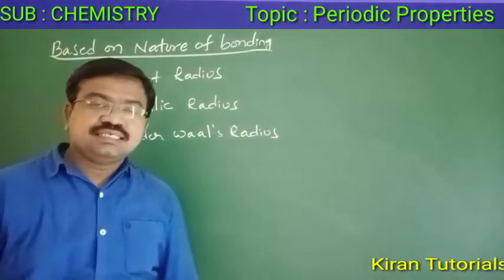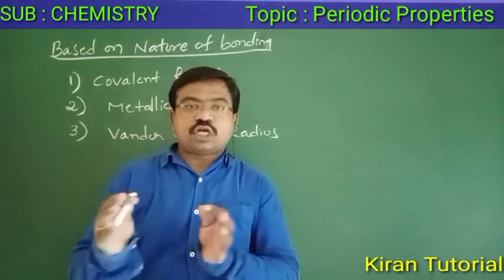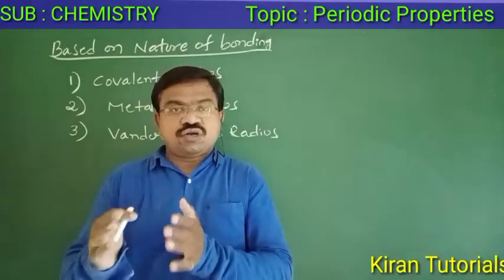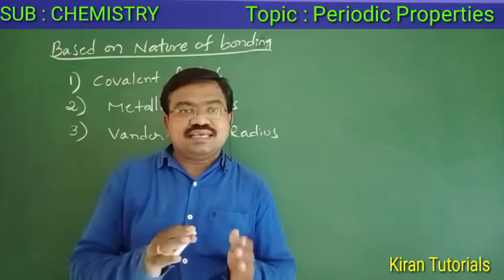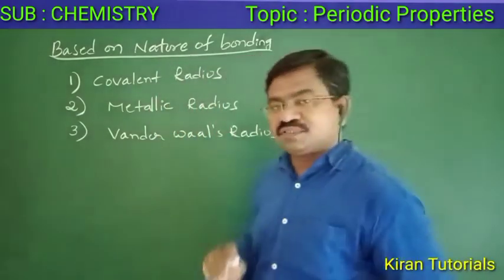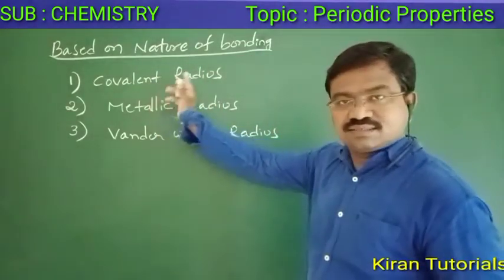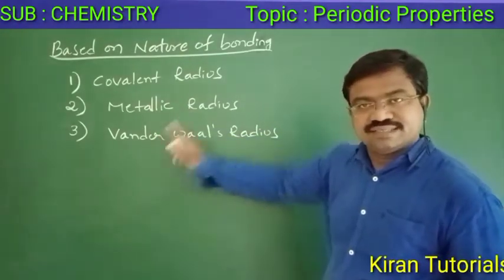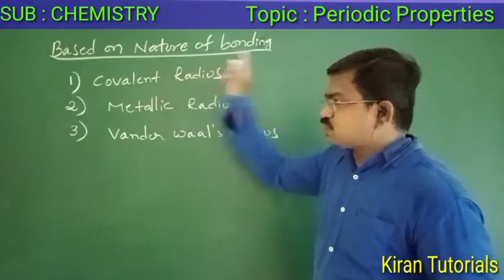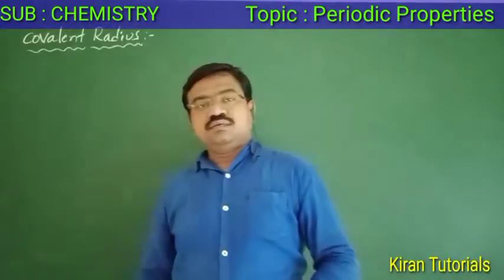And these are the types of atomic radius based on nature of bonding. Atomic radius is classified into 3 types: covalent radius, metallic radius, and van der Waals radius. Clear? Then if you go to the first one, covalent radius.